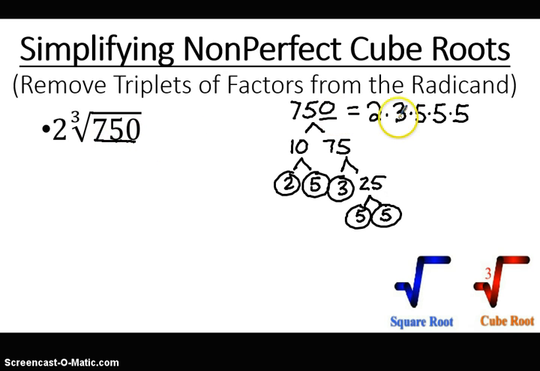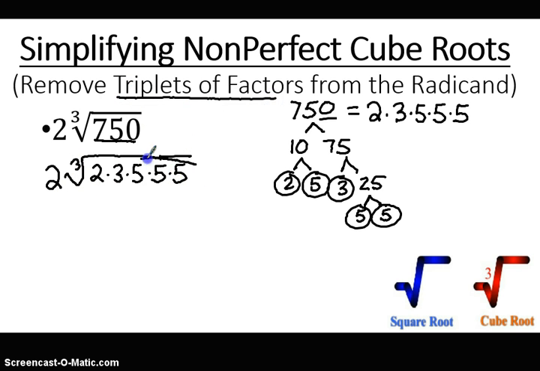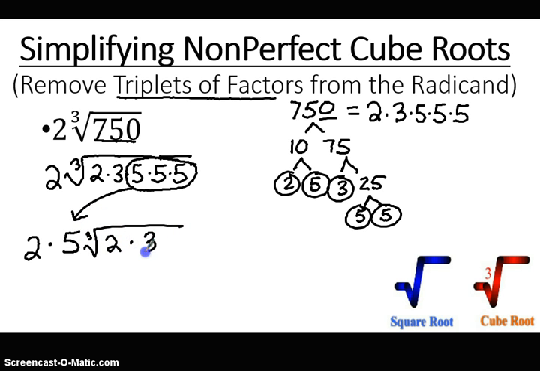So we're going to rewrite the radicand as this prime factorization. So we have 2 times the cubed root of 2 times 3 times 5 times 5 times 5. Since it's a cubed root, we're looking for triplets of factors, which we see right here with our set of 3 factors of 5, which means they can be removed from the cubed root because they're a perfect cube root, which equal 5. Bring everything else down since there's no other triplets of factors. We have 2 times 5 times the cubed root of 2 times 3.